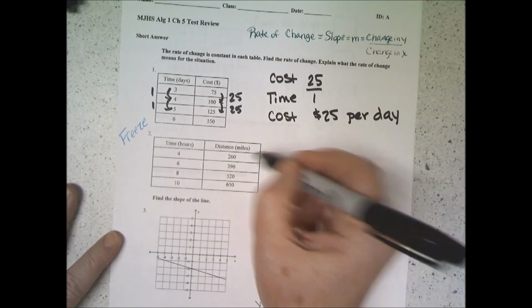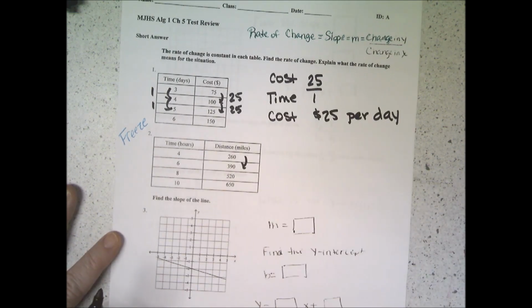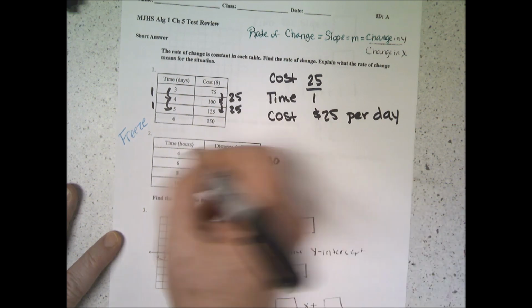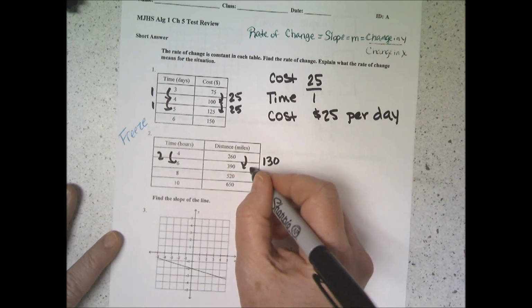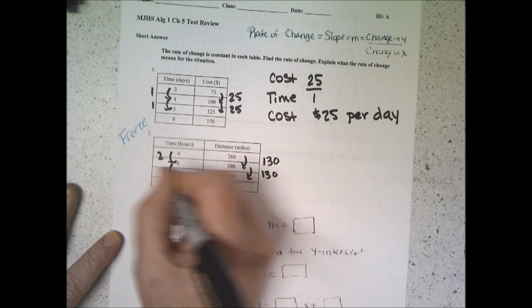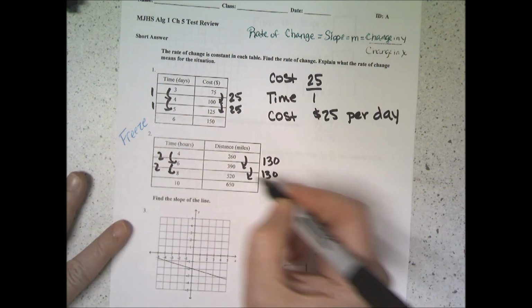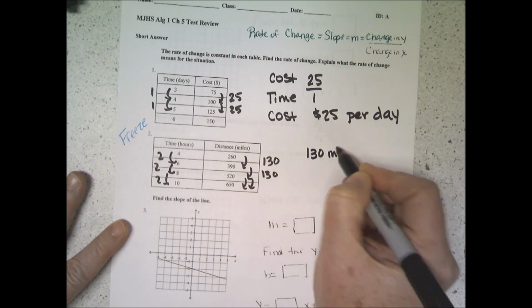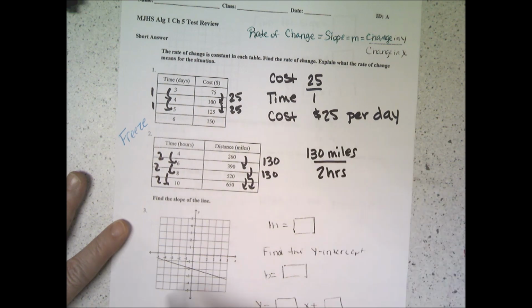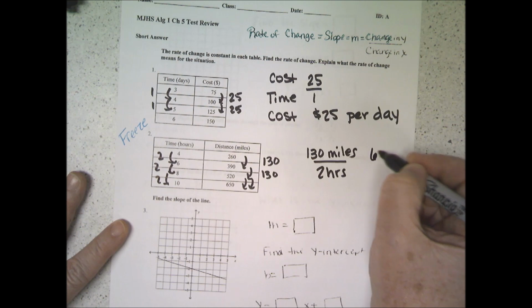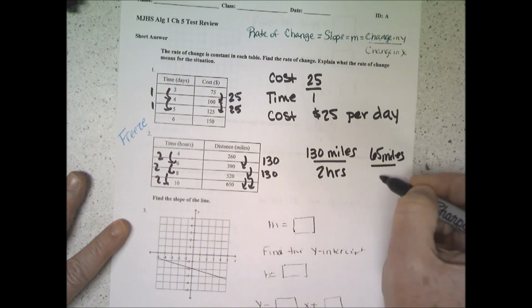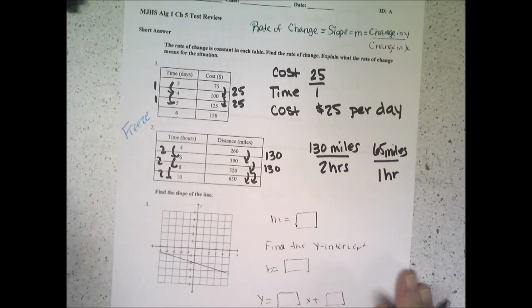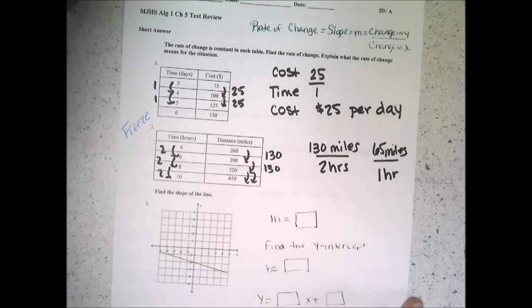Question 2 says the distance goes from 260 to 390, which is 130, in 2 hours. It continues to increase 130 as time increases by 2 hours. So the rate of change is 130 miles in 2 hours. If you simplify that, you're going to get 65 miles per hour. So when you explain, you just say you travel 65 miles per hour.